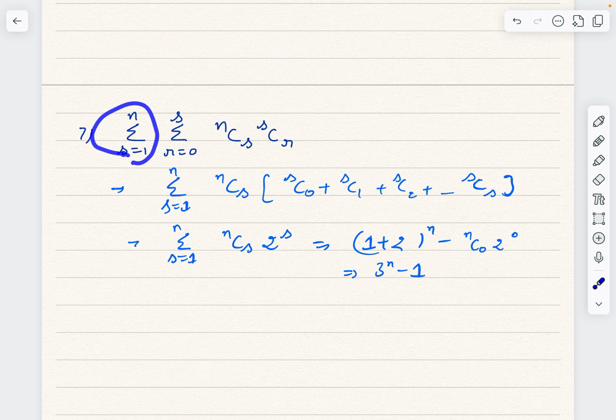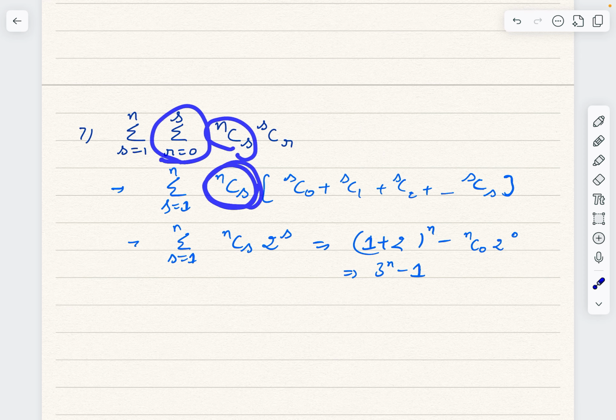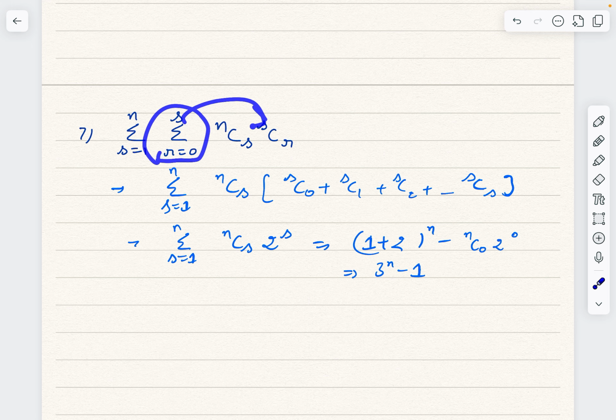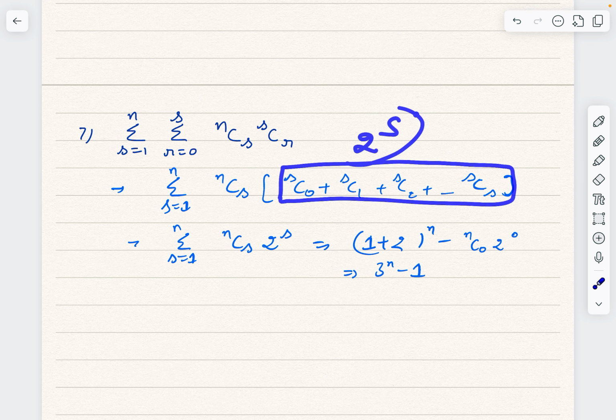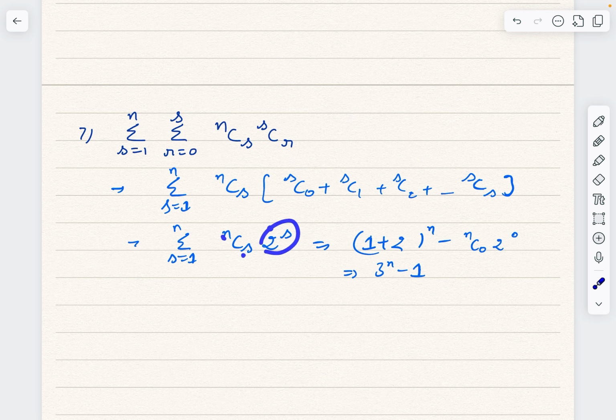See, just this summation you keep outside, and this summation is on r. So nCs will be constant here. You can just keep it outside. And this summation r is 0 to s. Put it on this. You get sC0 plus sC1 plus sC2 up to sCs, which will be nothing but 2^s. So you get nCs 2^s, summation s from 1 to n, that will be nothing but (1 plus 2)^n minus nC0 2^0. Basically, the first term is missing when you put 0. So this is nothing but 3^n minus 1. That's all.